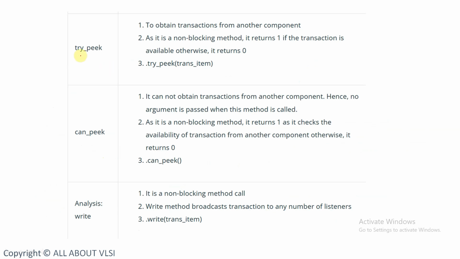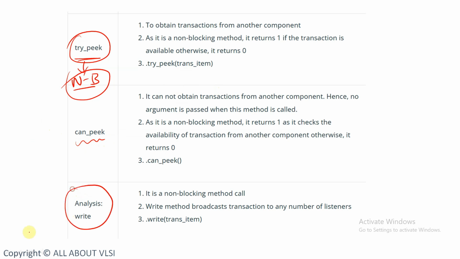And we have one more thing, try_peek. So this is non-blocking, same as your try_put and try_get. This is try_peek, which is also the same as those methods, but this is not going to consume anything. It is just going to copy the data item. And coming to can_peek, this is also similar to your can_put and can_get.